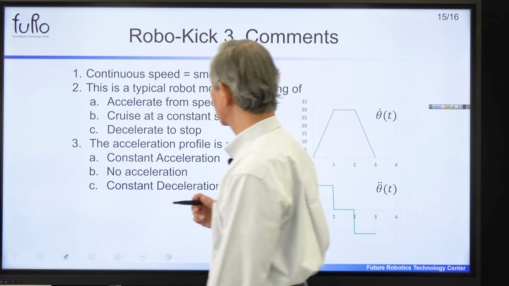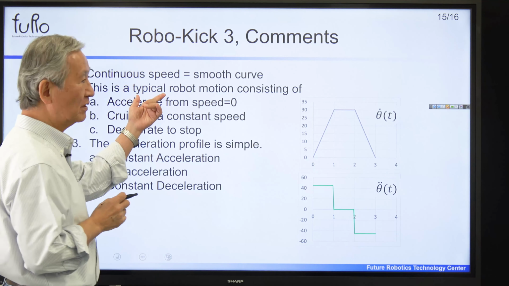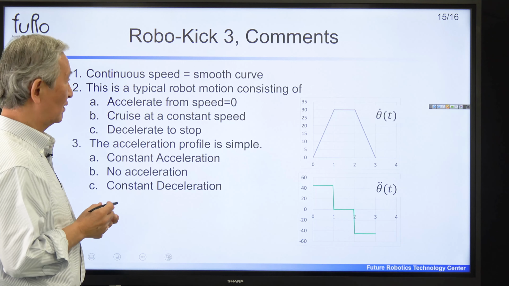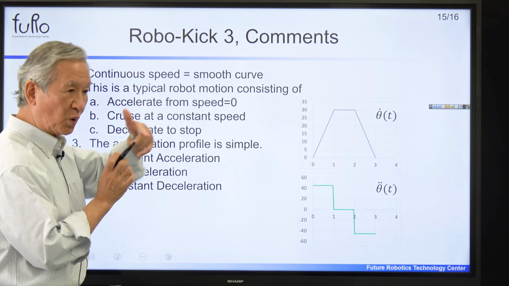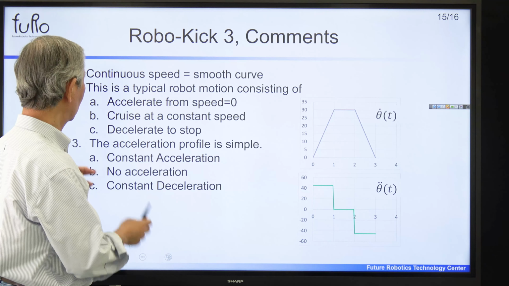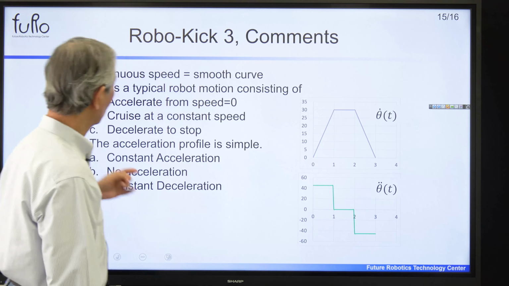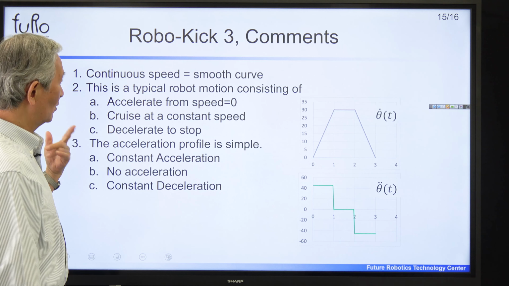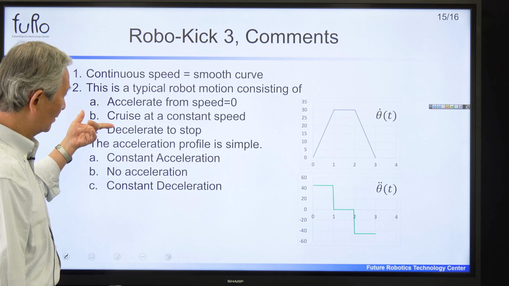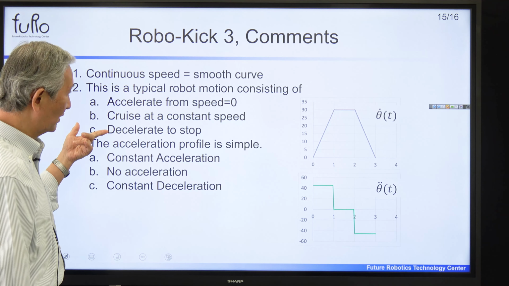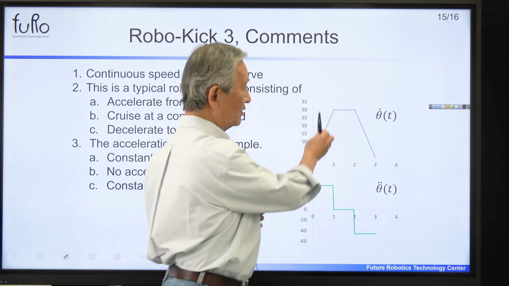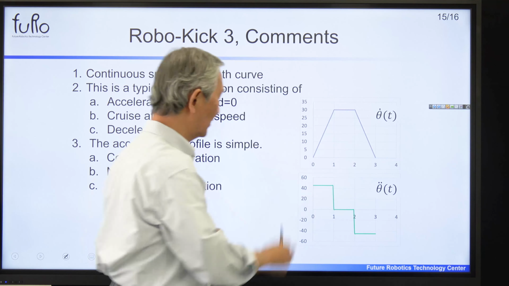Comments. Continuous speed means a smooth curve. That's nice. There are no corners in the curve, the angle. And this is a typical robot motion: acceleration, cruising at a constant speed, and deceleration. Right? Acceleration, constant speed, and deceleration.